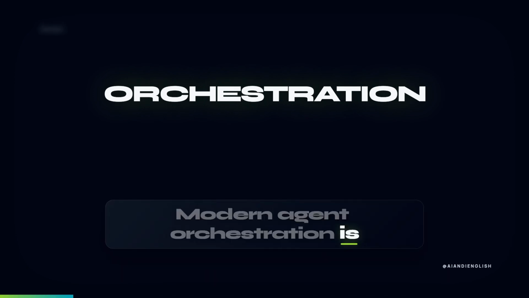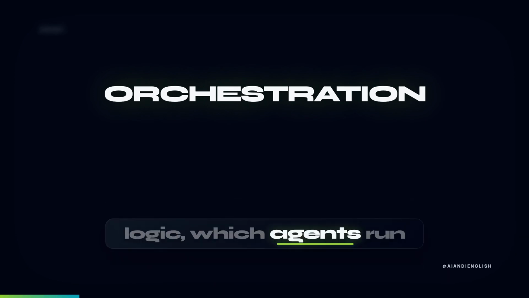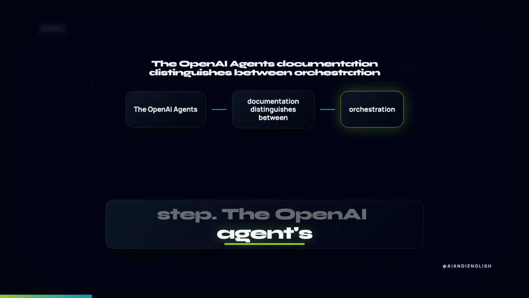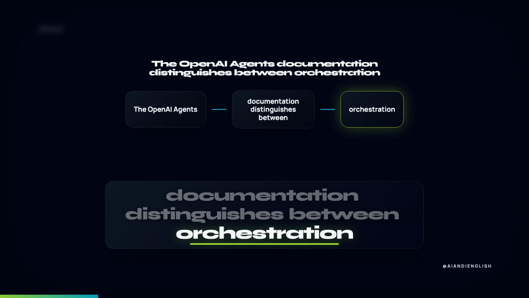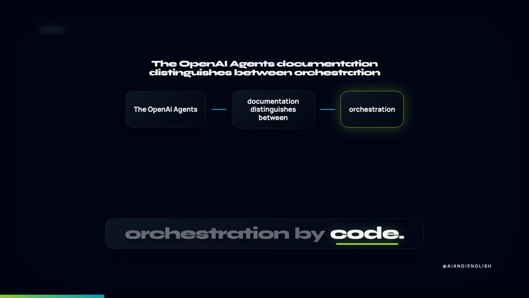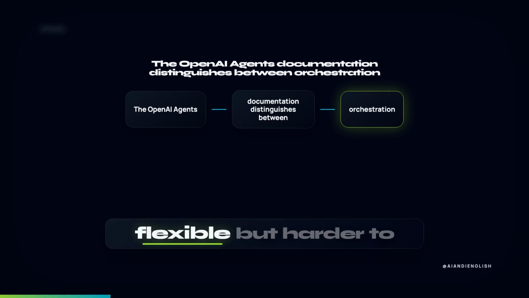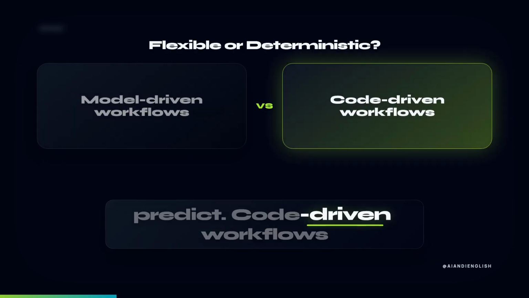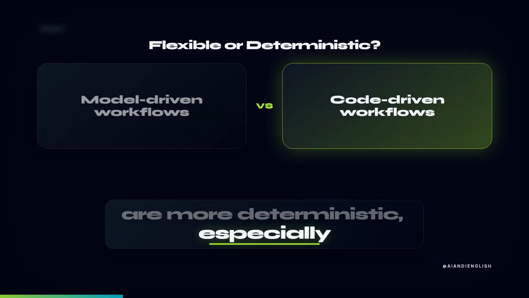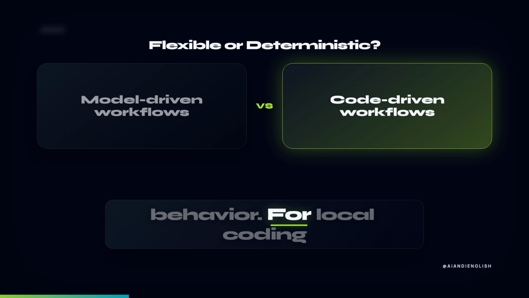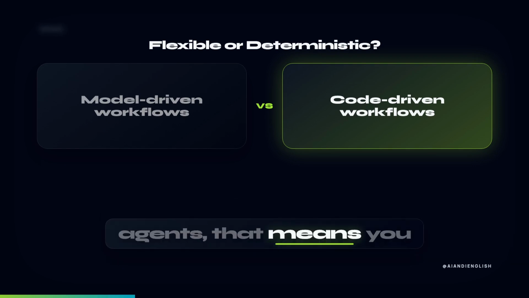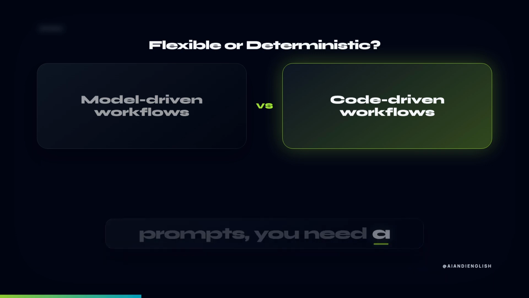Modern agent orchestration is often described as decision logic, which agents run in what order and who decides the next step. The OpenAI agents documentation distinguishes between orchestration by the model and orchestration by code. Model-driven workflows are flexible but harder to predict. Code-driven workflows are more deterministic, especially for cost, speed, and behavior. For local coding agents, that means you need more than better prompts, you need a visible topology.